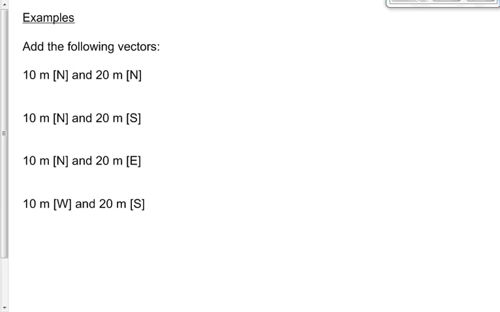Let's do the first one. Okay, let's do one at a time. 10 meters north and 20 meters north. That's an easy vector diagram, right? 10 meters to the north. 20 meters to the north. We'll draw the 20 meters to the north twice as long as the 10 meters to the north, right? Because it is. The resultant vector, we'll draw this one in red, goes from start to finish. Okay, that's easy, right? 10 plus 20 to the north equals 30 meters to the north. Okay, easy one, easy one.